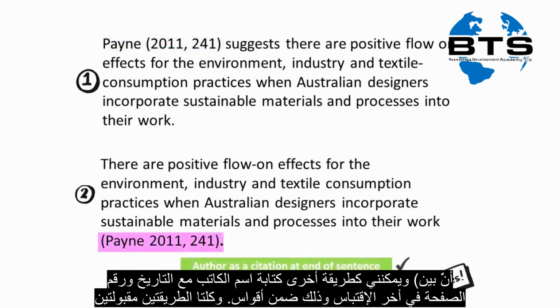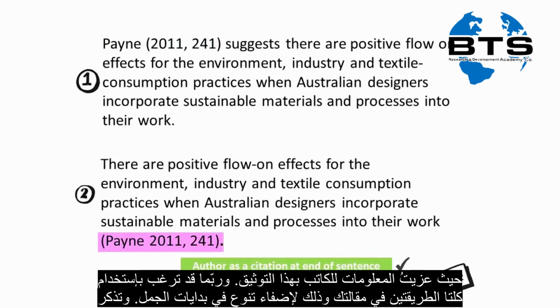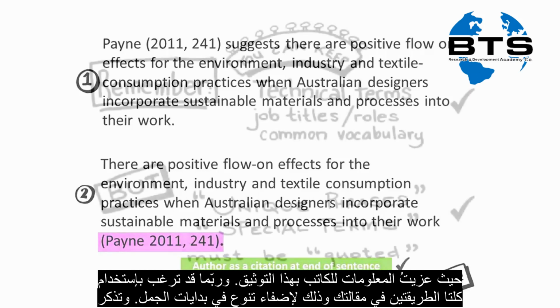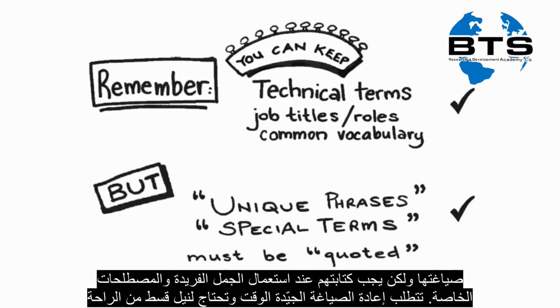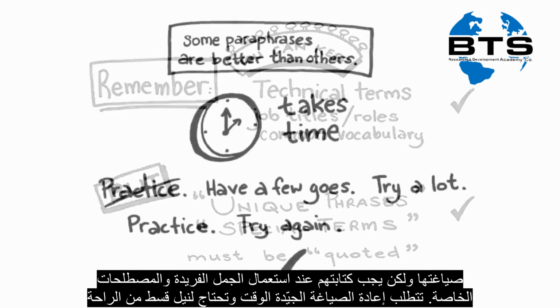Alternatively, I can leave the author in brackets with the year and page number at the end of the sentence. Both of these methods are acceptable as I'm attributing the information with a citation. You may like to make use of both of these methods in your writing to vary the way your sentences begin. Remember, it's okay to use technical terms, job titles or roles, and common vocabulary without quotation marks in your paraphrase. However, unique phrases and special terms must be quoted.